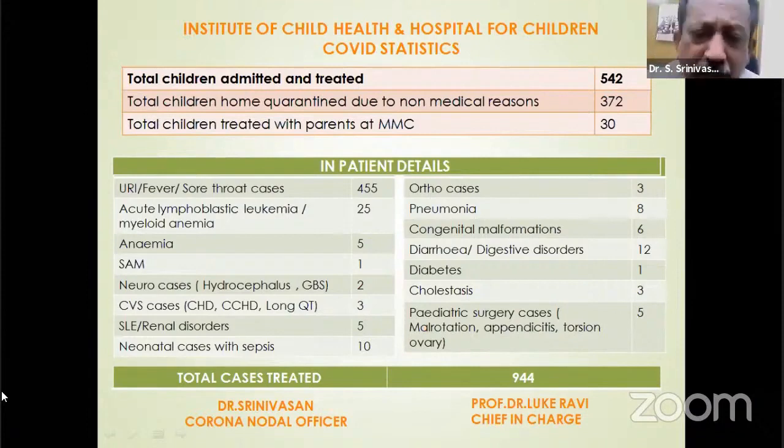Important cases: on anemia, we had 5 cases, SAM 1. Neurologically, we had 1 GBS with COVID positivity. 1 hydrocephalus child with a comorbid condition. CVS, one interesting case, CVS also we had in ICH. In fact, it has come in today's news also: long QT syndrome.